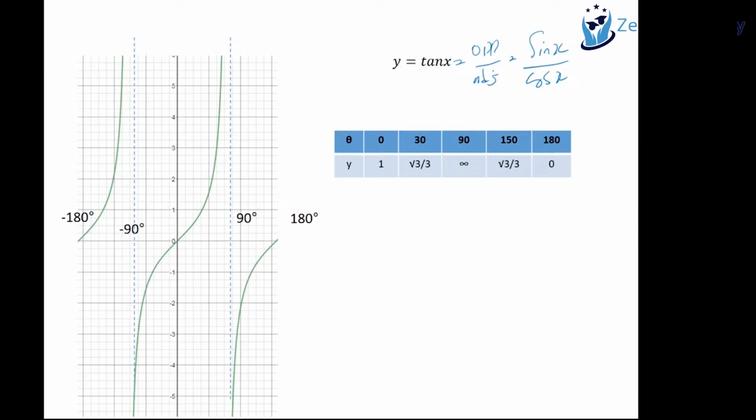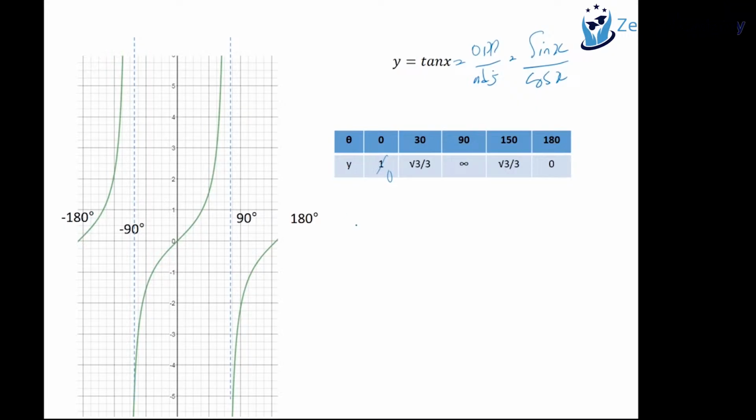The tangent of 0 is 0, so I made a mistake here. 0. Tangent of 30 would be square root 3 over 3.